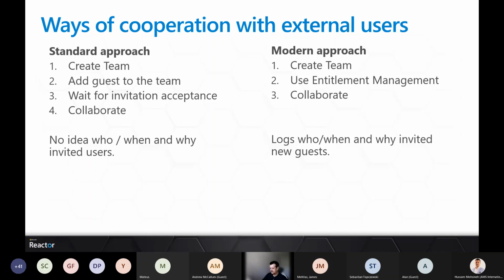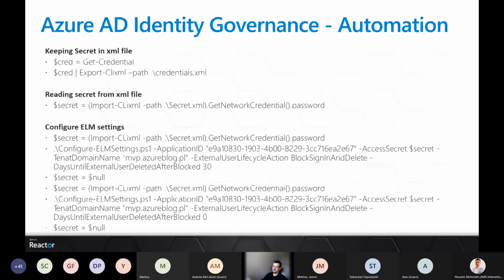And today you will see what will happen. So basically, we have the logs, right? Who invited the new guest, when, and why. We can require approvals, we can require justifications, and many, many more things. So the next slides will show you the things which we are going to use during the automation part of the demo today.